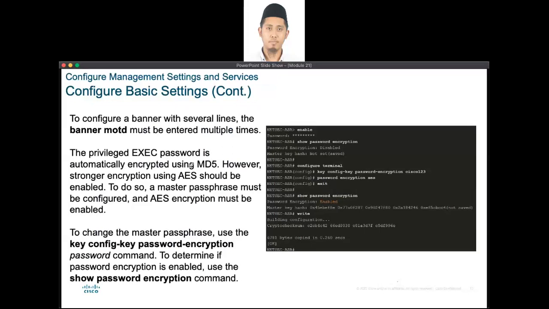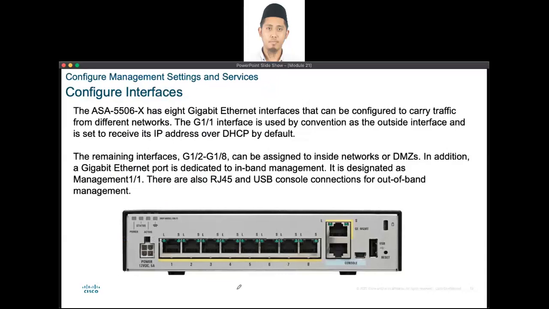The privilege exec password is automatically encrypted using MD5. However, stronger encryption using AES should be enabled. To do so, a master passphrase must be configured and AES encryption must be enabled. To change the master passphrase, use the key config-key password-encryption command. To determine if password encryption is enabled, use the show password encryption command.